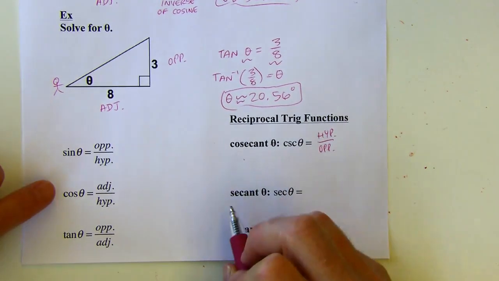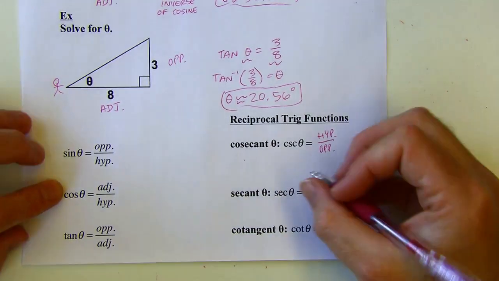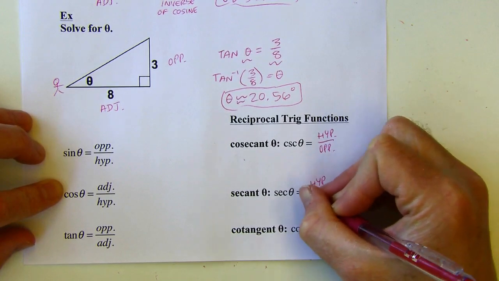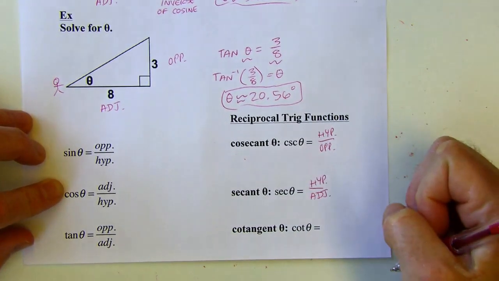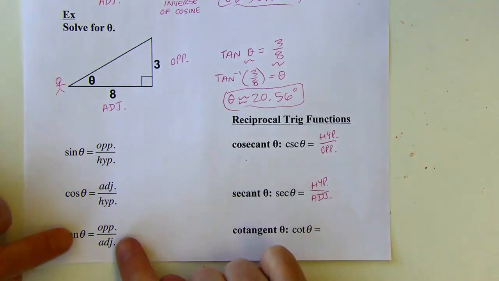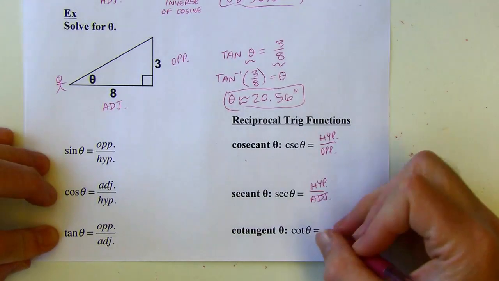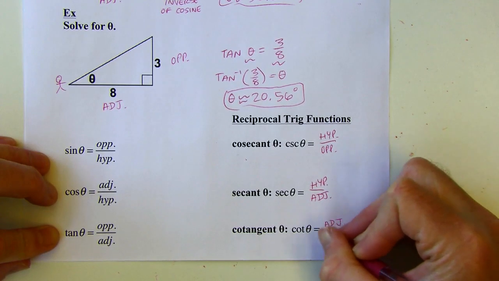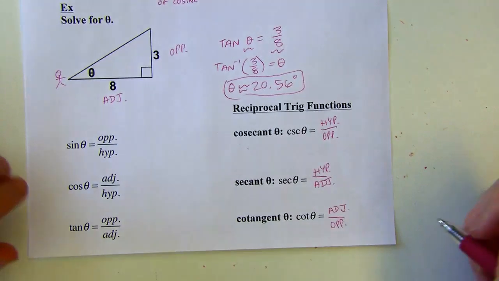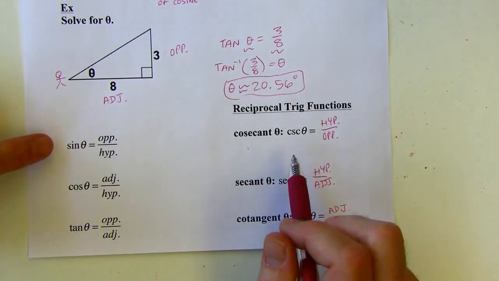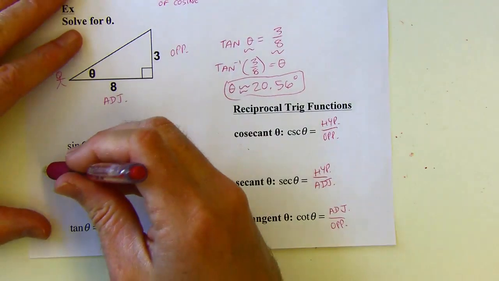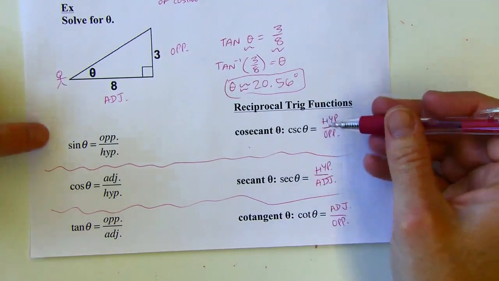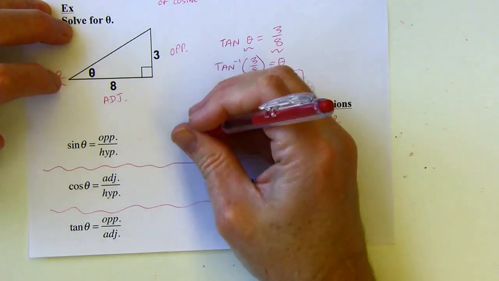The reciprocal of cosine is secant, and that would be hypotenuse over adjacent. It's flipped from that, right? And cotangent, flip that, and you get adjacent over opposite. If you need to memorize which one goes with which, think of them as copairs. So if I kind of separate them like this, these are copairs. The top two are a copair because there's one co in there. So they're a copair.